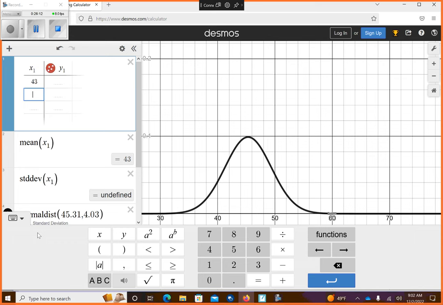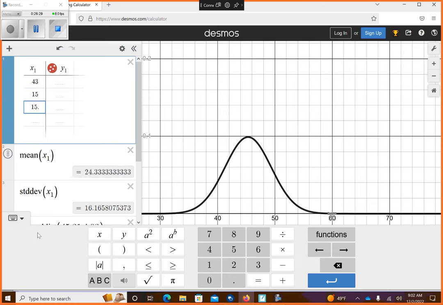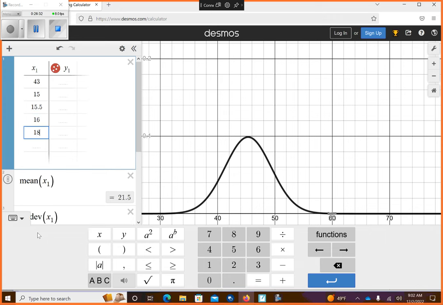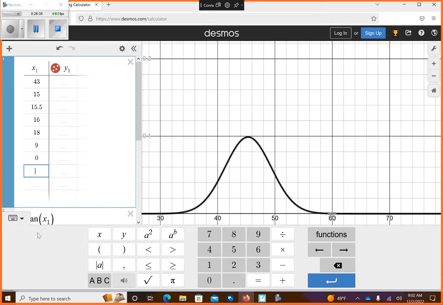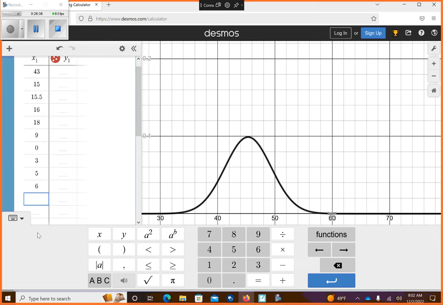Okay, so we're going to kind of play with this. Now, do you think 43 was kind of a high amount? Like during a normal game, what would be a typical amount that you might get? 15. Okay. So we have kind of an outlier, which is okay. So 15, 15.5, 16, 18, 9, 0, 3, 4, 5, 7, 19, 22, 28, 7, 1, 1, 3, 3, 5, 4, 6, 4, 3. Let's just pretend those are your personal stats.